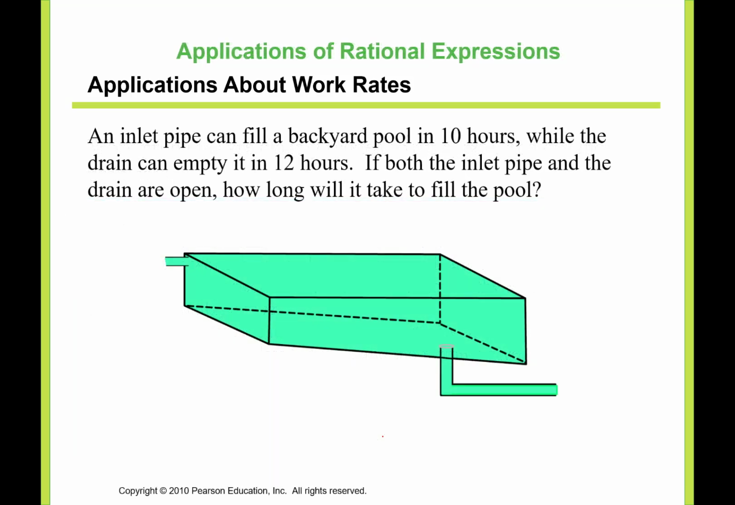So let's look at this problem. They say an inlet pipe can fill a backyard pool in 10 hours. So straight off the bat, I know the rate here is going to be 1 over 10, right? While the drain can empty it in 12 hours, right? So this is emptying it. Now again, this rate here is 1 over 10. We know here we're trying to empty this. So if we put this amount of water in and we're trying to empty it, this must be represented as negative. So that's going to be negative 1 over 12.